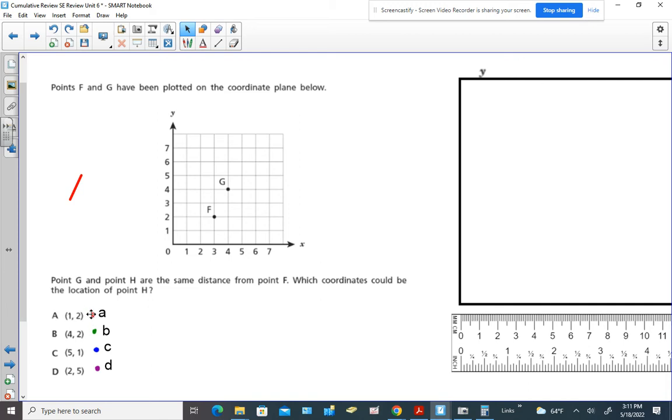So A is over 1 up 2. And remember it's supposed to be point H, but I'm just going to put an A because that's choice A. But just keep in mind that in our minds they're saying that this is point H. So I'm just going to put that there just to remind us about that.